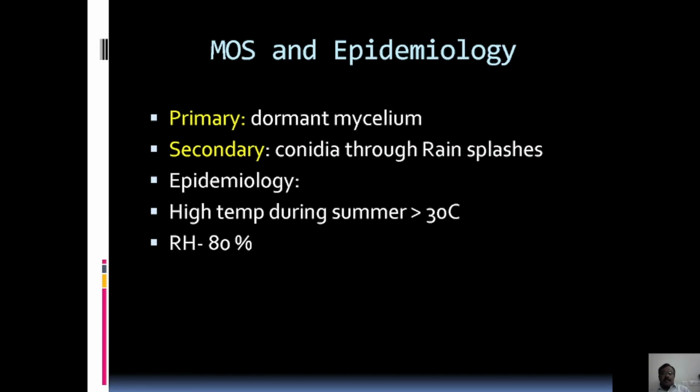High temperature during summer, more than 30 degrees Celsius, and prevalence of relative humidity at 80% are all favoring the development of this disease.